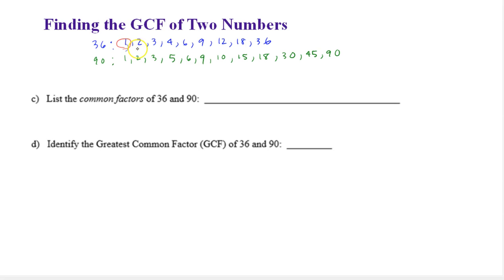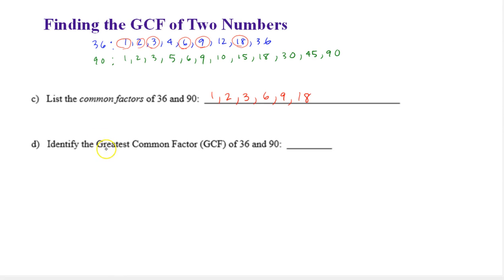So they both have 1, they both have 2, they both have 3. 90 does not have 4, so I'm going to skip that one. 6, they both have 6. 9, they both have 9 as a factor. 12, 90 does not have 12. 18, 90 does have 18 as a factor. 36, 90 does not have 36 as a factor. So the circled numbers, 1, 2, 3, 6, 9, and 18, are all the common factors of 36 and 90.